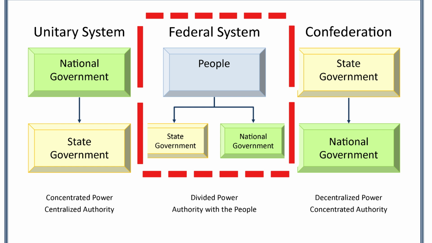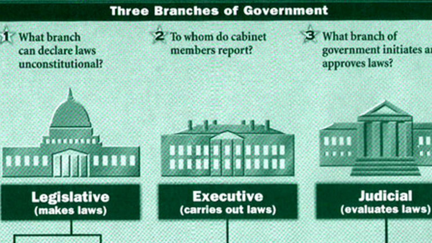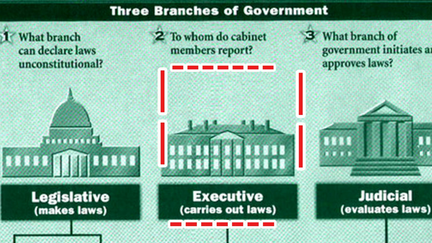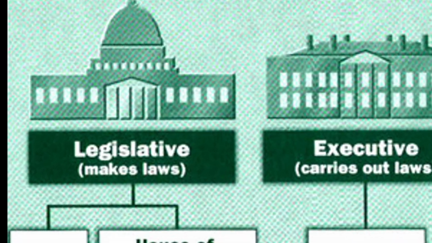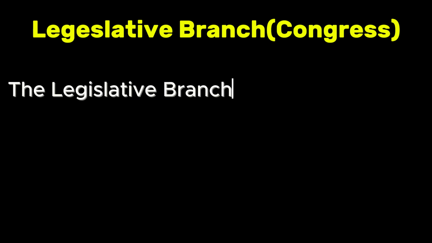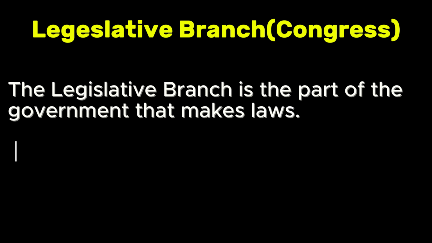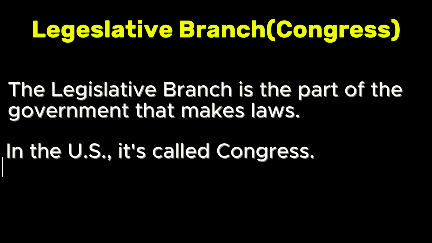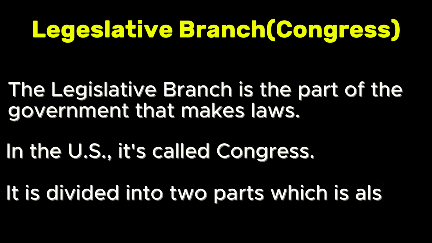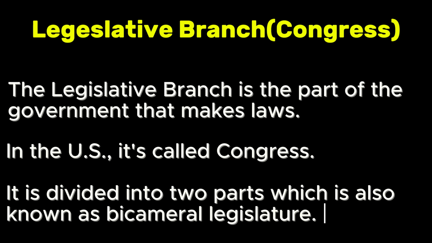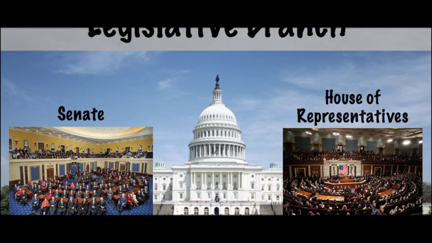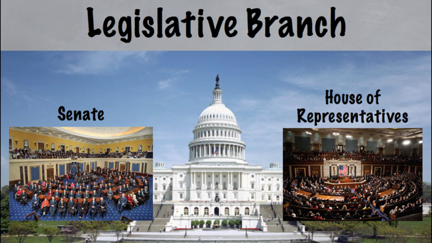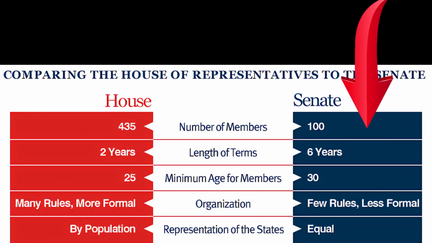The United States government, or federal government, is structured around three main branches: the legislative branch, the executive branch, and the judicial branch. Now, let's zoom in to the legislative branch. The legislative branch is the part of the government that makes laws. In the United States, it is called Congress, and it's divided into two parts, which is also called a bicameral legislature. The first one is the Senate, which is the upper house, and the second one is the House of Representatives, which is the lower house.